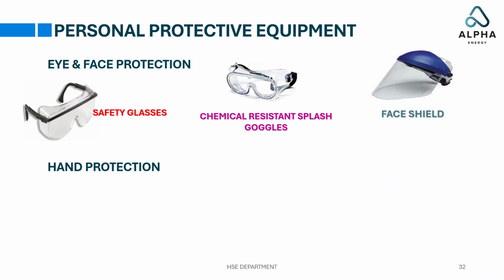Personal protective equipment specifically focuses on eye and face protection. These are three common types of personal protective equipment designed to safeguard the eyes and face from potential hazards. Safety glasses, which offer basic impact protection, chemical-resistant splash goggles, designed to provide a more secure seal around the eyes to prevent chemical splashes, and a face shield, which offers comprehensive protection for the entire face from splashes, impacts, and other hazards.